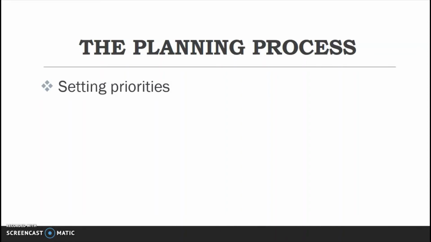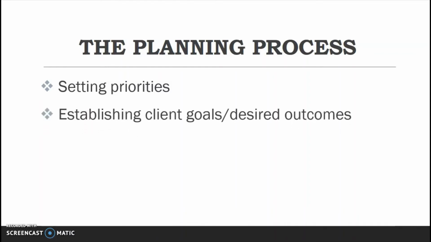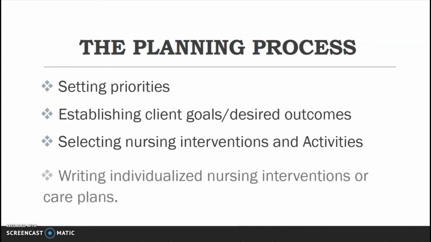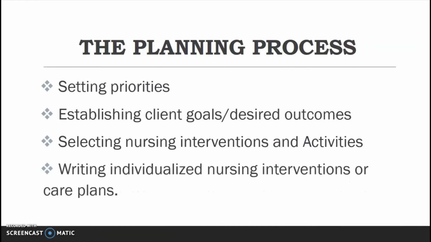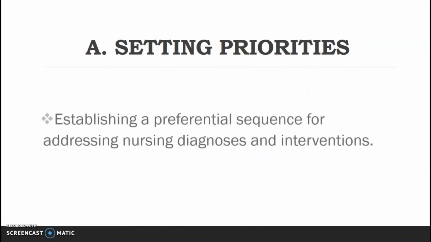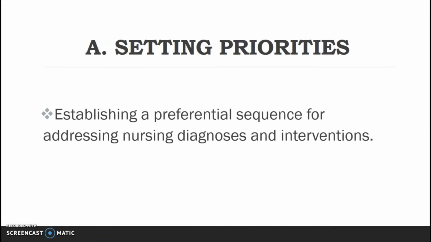So that's why the first step in the planning process is the setting of priorities, followed by establishing client goals and desired outcomes based now on the diagnosis that was prioritized. Okay, another one, selecting nursing interventions that will now help you achieve the goals and desired outcomes that you have set, and writing individualized nursing interventions or care plans. Okay, so let's discuss this one by one. Okay, in setting priorities, this is establishing a preferential sequence for addressing nursing diagnoses and interventions.